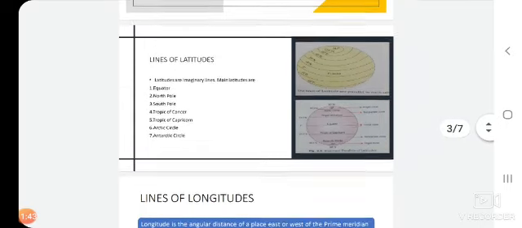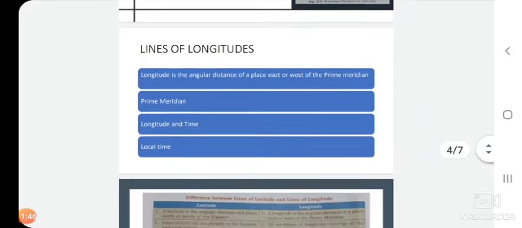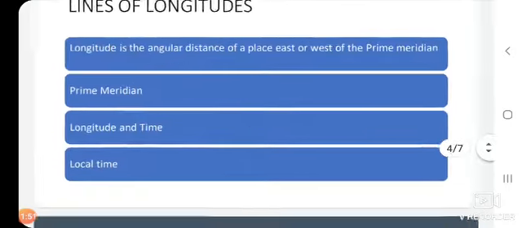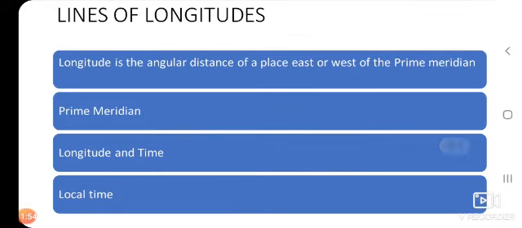Then we will learn about lines of longitude. Now next we will learn about the lines of longitude. What are lines of longitudes? Longitudes are nothing but the angular distance of a place which is east or west of the prime meridian. Now here you can ask, what is a prime meridian? The prime meridian is the line of longitude whose angular distance is defined as 0 degrees. It passes through Greenwich near London.